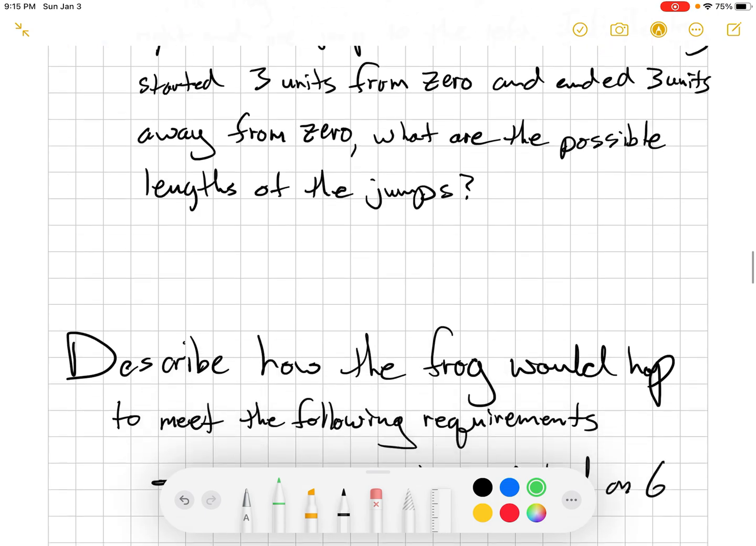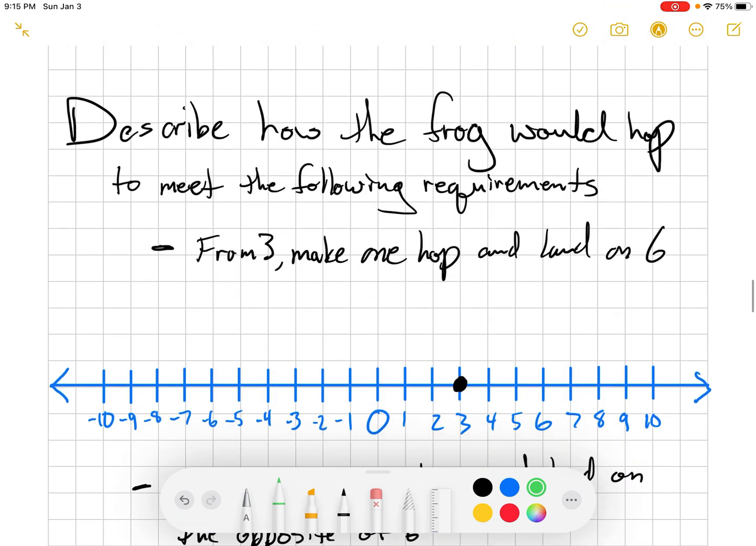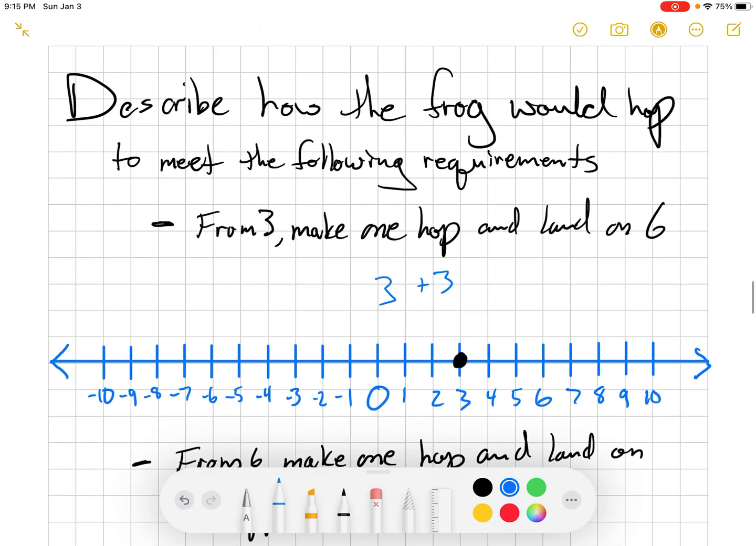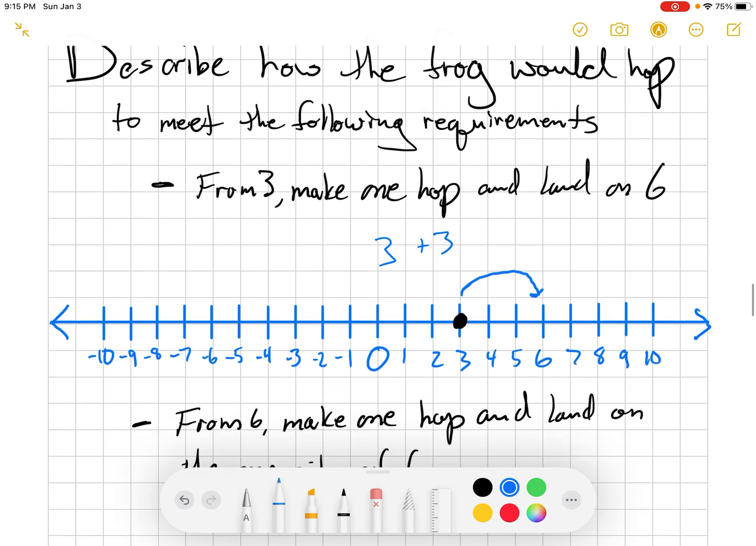All right. Now, describe how the frog would end up meeting the following requirements. From 3, make 1 hop and land on 6. All right, so let's take this. From 3, make 1 hop and land on 6. So we started at 3, and how did we land on 6? We would have to move 3 to the right. There's my 3, and it went 1, 2, 3 to get to 6.